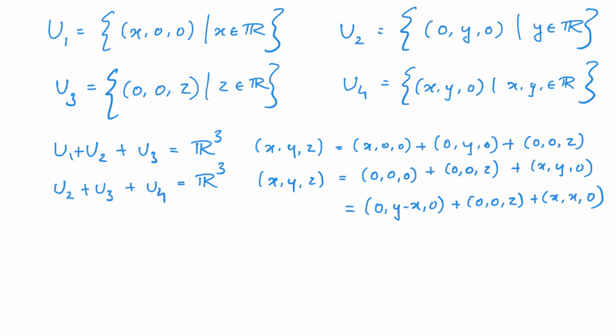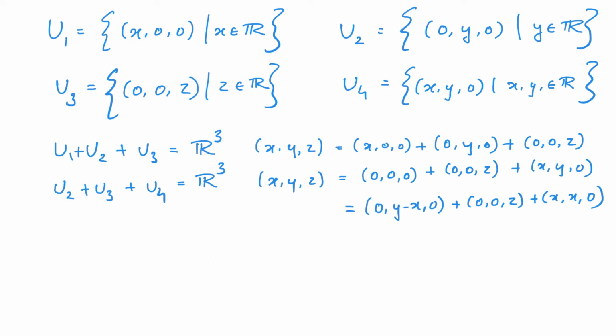Now these are two ways of writing the same vector (x, y, z). However, it can be verified that this is not possible in the sum U1 plus U2 plus U3. In the sum U1 plus U2 plus U3, given any element (x, y, z), there is a unique way of writing it as u1 plus u2 plus u3. This distinguishes the two sums U1 plus U2 plus U3 and U2 plus U3 plus U4. Sums of this type, where we can write any element as a unique sum, are called a direct sum.